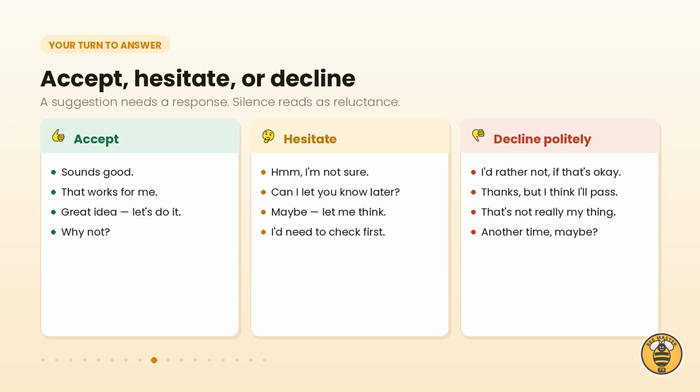And to decline politely: I'd rather not, if that's okay. Thanks, but I think I'll pass. That's not really my thing. Or, another time, maybe. Notice that every one of those refusals is short and soft. You don't need a long excuse.